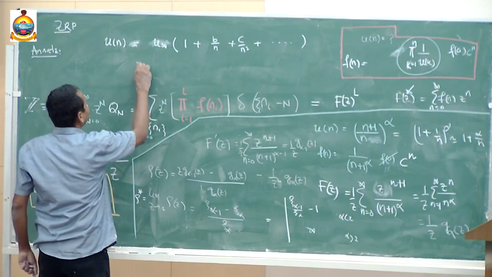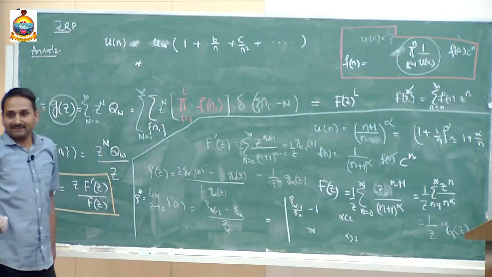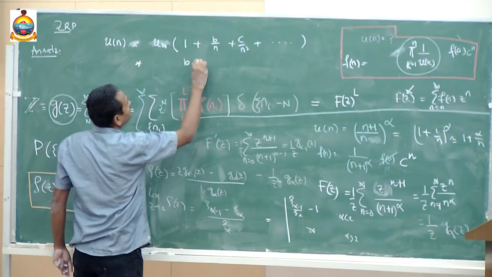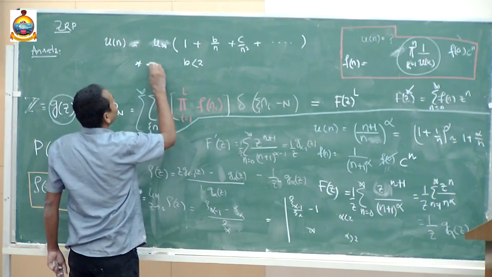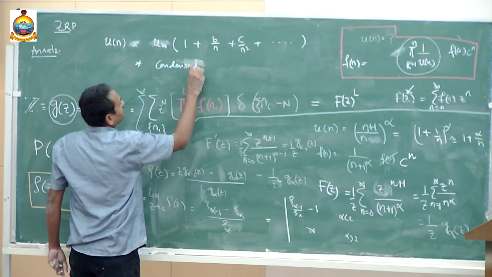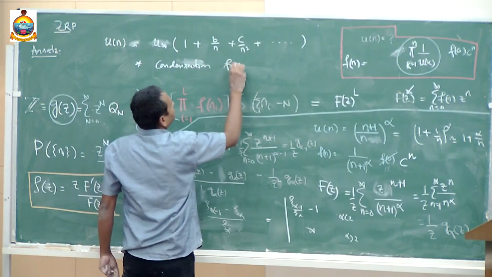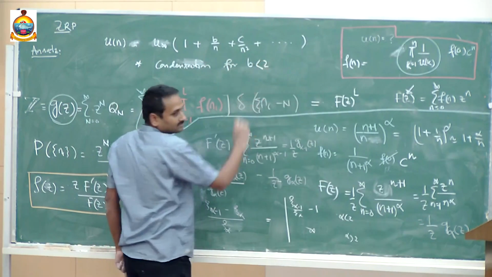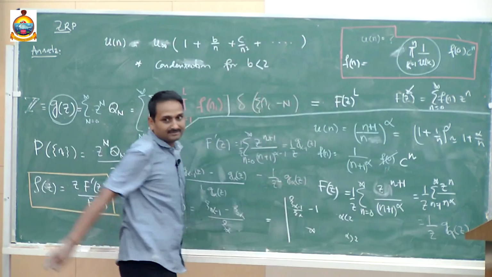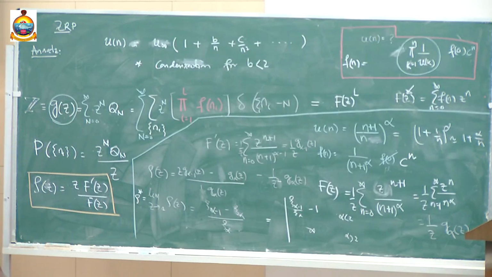So the demand, I'm just saying, is that you have a condensation transition only when b is less than 2. Condensation transition for b less than 2. And the other things? Nothing. All these coefficients, it doesn't matter what you put. Okay. So this can be shown.